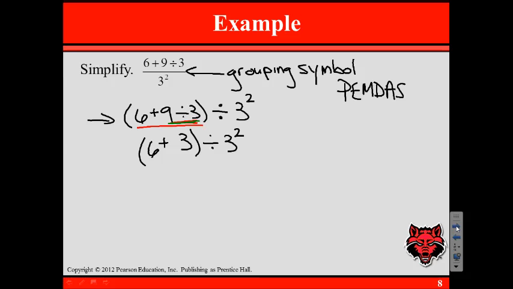Now you see that I may have made a mistake. You may have wanted to deal with the exponent first. If you didn't recognize you had parentheses around the numerator, make sure we put parentheses around the numerator when we rewrite the fraction. So we're still dealing with parentheses. We have parentheses around 6 plus 3. So we perform that operation. 6 plus 3 is 9. Now we can leave the 9 in parentheses. We can remove the parentheses. It really does not matter because there are no more operations taking place inside those parentheses.